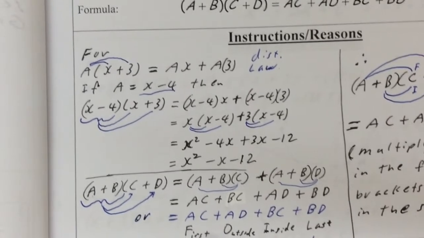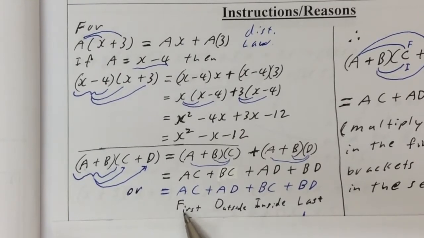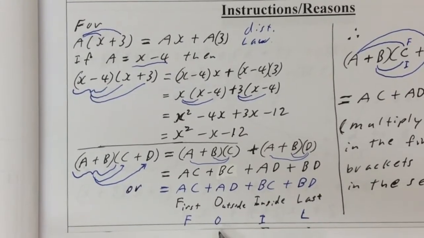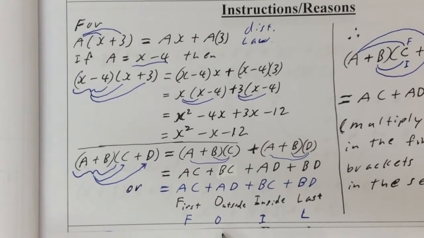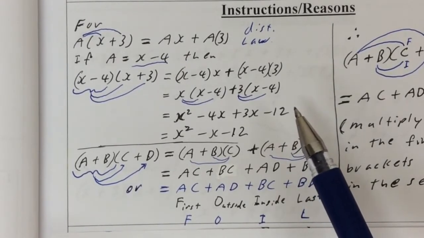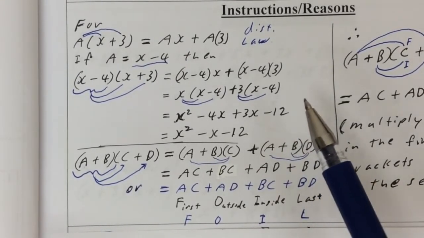And you've got this acronym. First, outside, inside, last. And what does that spell? FOIL. Okay, so it's a common term, common phrase used for the distributive law of a binomial times a binomial.